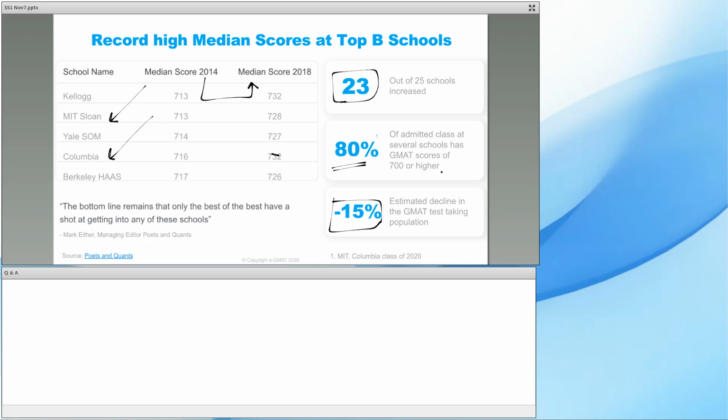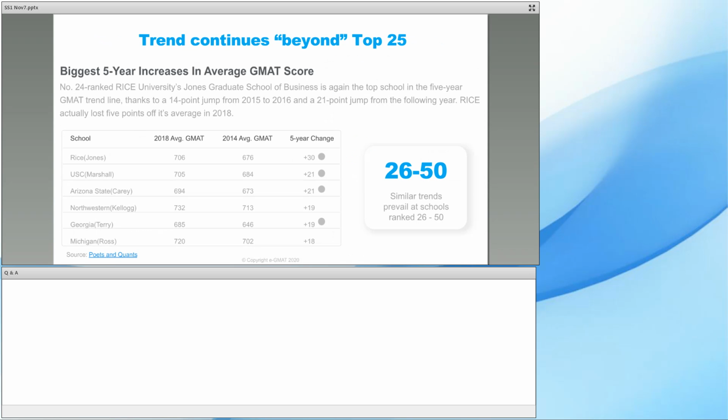In fact, this year, the fall of 2020 application cycle, is probably one of the first cycles when you'd see applications at B schools go up. So that's something which we expect this trend to continue to go up, or at least hold.